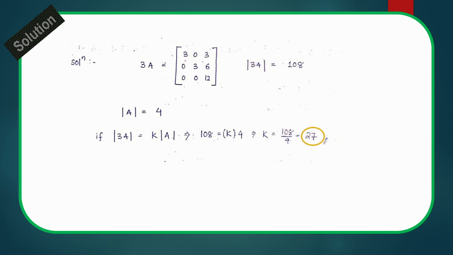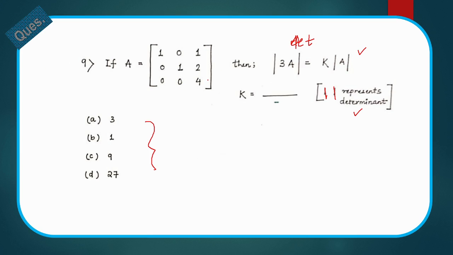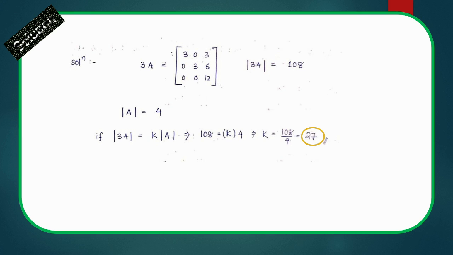So as I said, when a matrix is given and a multiplication with a scalar is given, we have to multiply with each and every element of that matrix. So 3A you can calculate here, it will be 3 0 3, 0 3 6, 0 0 12, because A is originally 1 0 1, 0 1 2, 0 0 4. So to find 3A, we multiply every element with 3. So finally we'll get this matrix.